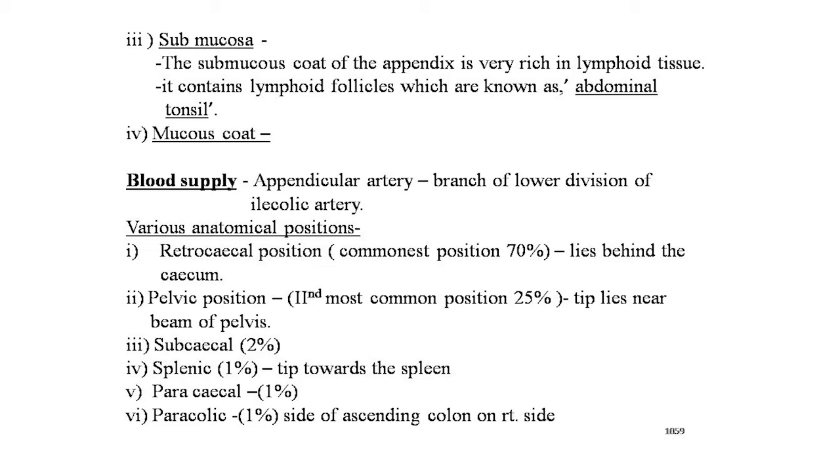Subcecal, that is 2%. Splenic, 1%, with the tip towards the spleen. Paracecal contributes only 1%, and paracolic contributes only 1%, at the side of the ascending colon on the right side. And there is another anatomical position, the good morning appendix, meaning the way the surgeon opens the abdomen and a clear-cut vision of the inflamed appendix is seen; that is called the good morning appendix.